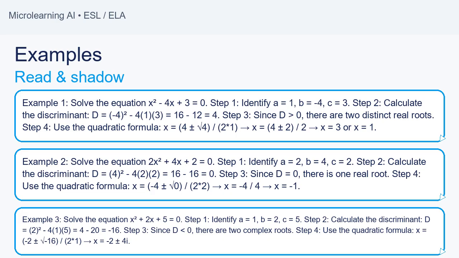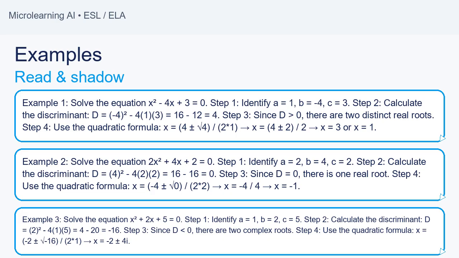Example 2. Solve the equation 2x squared plus 4x plus 2 equals 0. Step 1. Identify a is 2, b is 4, c is 2. Step 2. Calculate the discriminant. D equals 4 squared minus 4 times 2 times 2 equals 16 minus 16 equals 0. Step 3. Since D equals 0, there's one real root.